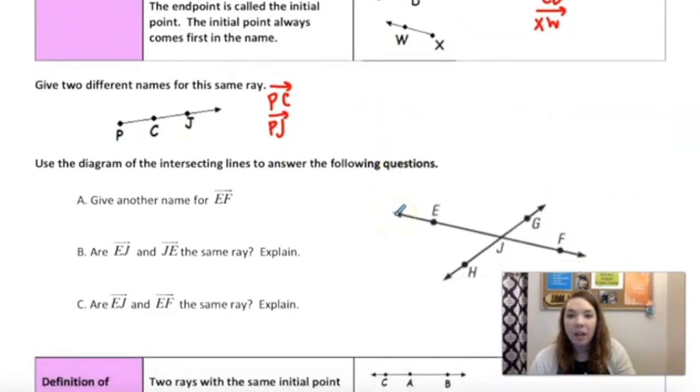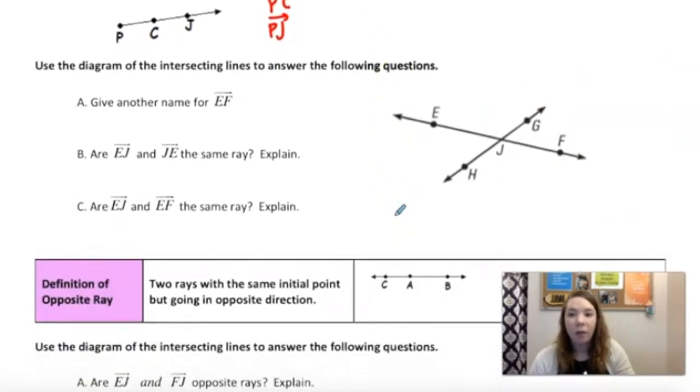Use the diagram of the intersecting lines to answer the following questions. Give another name for ray EF. And it is a ray, so we still have to start with E, but we could do EJ. Are the ray EJ and JE the same ray? No. EJ starts at E, but JE starts at J. So no, they have different initial points.